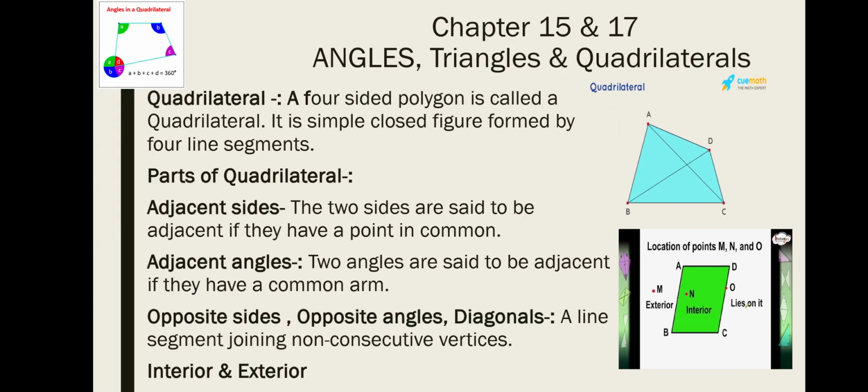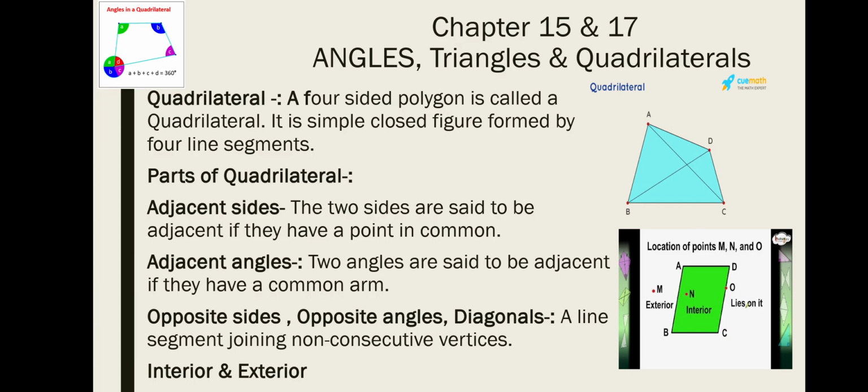Quadrilateral. A four-sided polygon is called a quadrilateral. It is a simple closed figure formed by four line segments. You can see the quadrilateral in the picture and its angles. There are four angles, and each vertex again has an angle which forms a complete angle with the interior angle. Each interior angle will make a complete angle with the other. So the other will be a reflex angle.